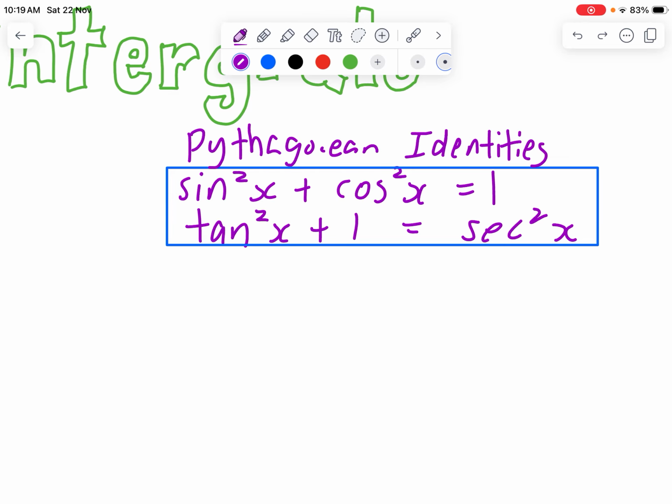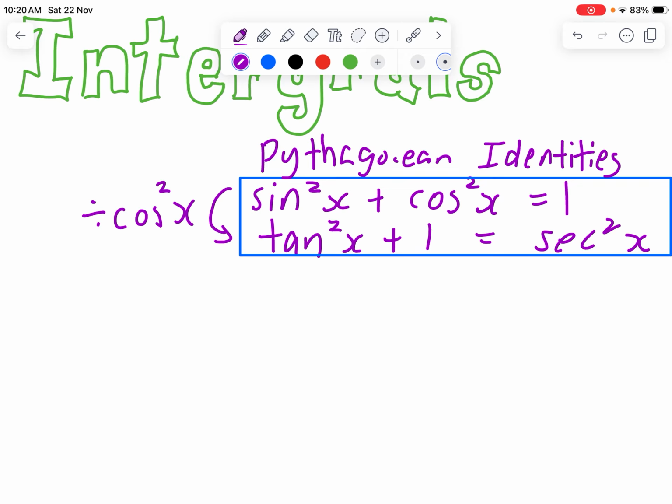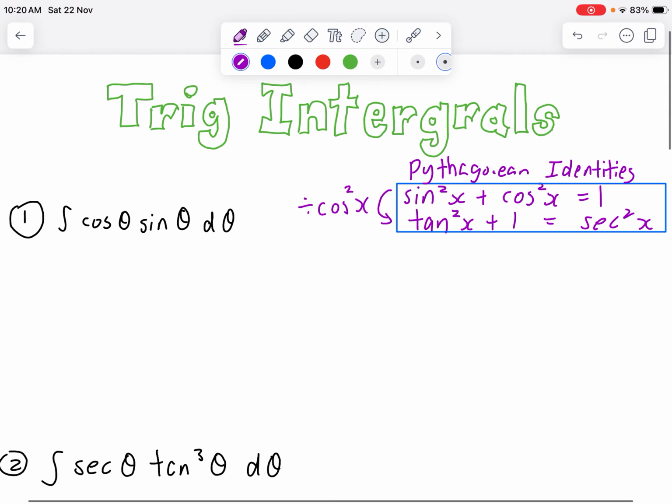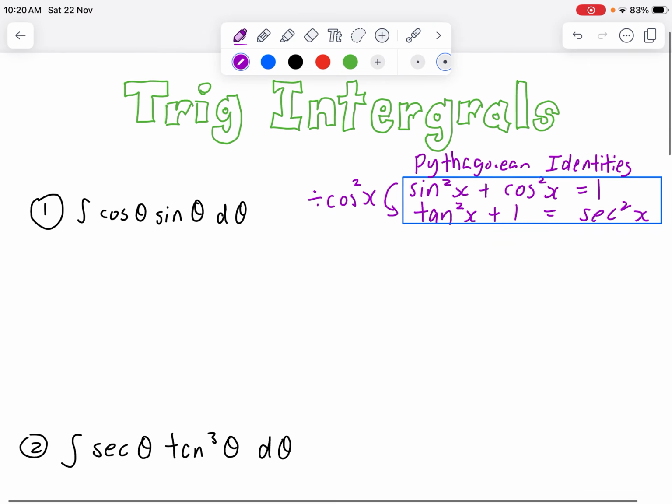From the first one to the second formula, all we've got to do is divide everything by cosine squared x. If I divide sine squared x by cosine squared x, I get tan squared x. If I divide cosine squared x by cosine squared x, you get 1. And 1 over cosine squared x is secant squared x. So this is one way you can memorize this. Now let's actually do the problems.